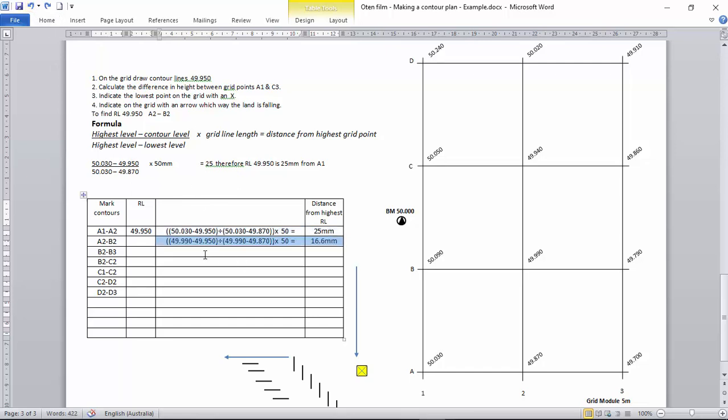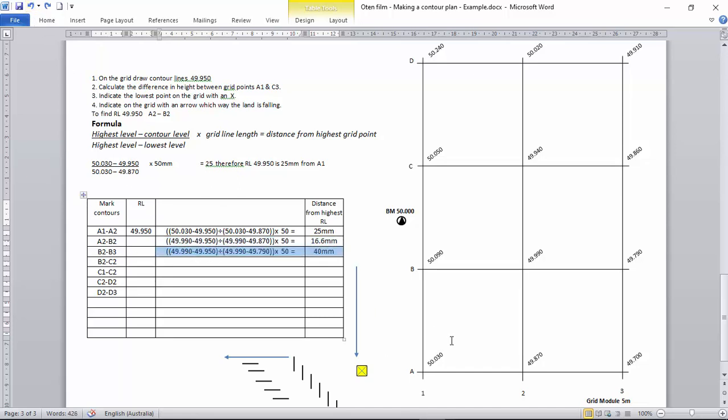Okay, the next one we do is A2 to B2. The highest RL is 49.99. The lowest is 49.87, which is there. So in our formula here, we've got 49.99 minus our RL height of 49.95 divided by our highest level minus our lowest level, times it by 50. That gives us our distance from the highest RL.